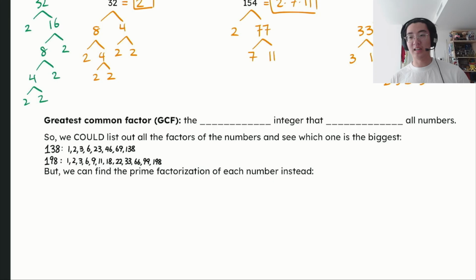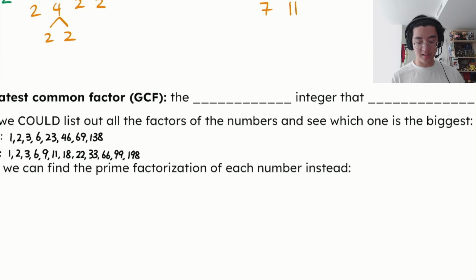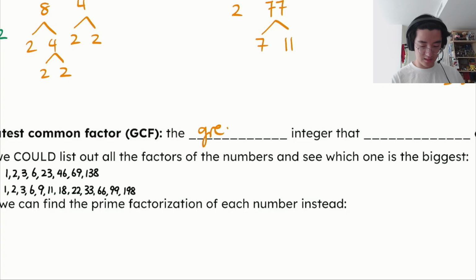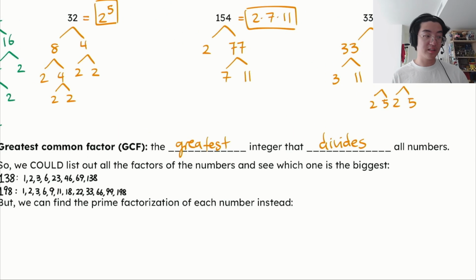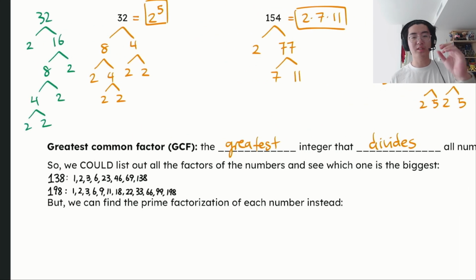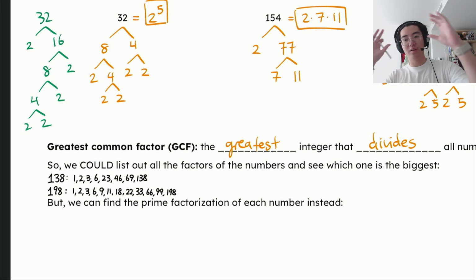So the greatest common factor, you probably see this a lot in say fractions and stuff. The greatest common factor is the biggest integer, or the greatest integer, that divides into all numbers. Right, so given a few numbers together, what's the biggest number that can divide into both numbers, or more, all those numbers that we provide?